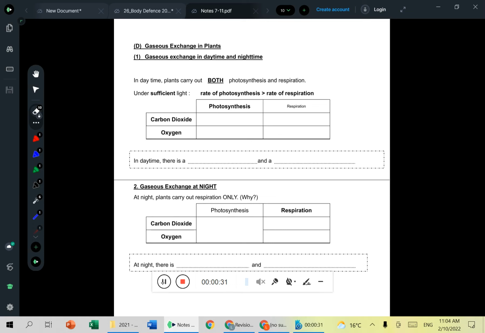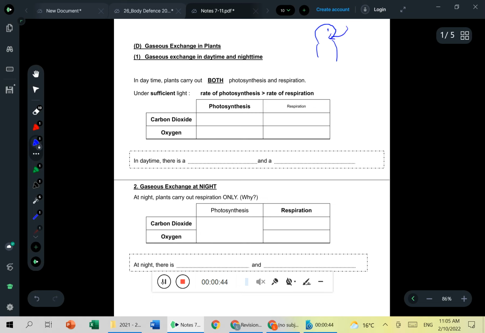Now, at first glance, this may seem a stupid question, because if you think about humans, this isn't worth any discussion, because any time of the day, humans are taking in oxygen and breathing out CO2, and this stands for all animals. So there is nothing worth discussing in animals, and that is because animals only carry out respiration.